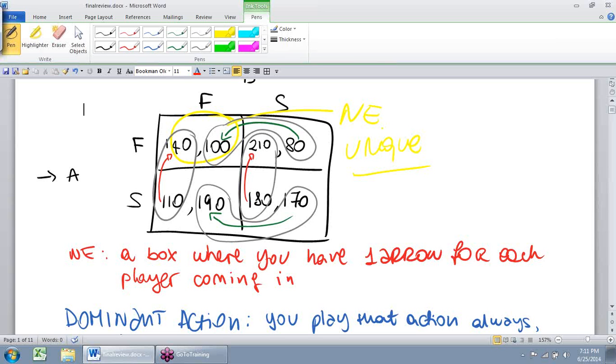Questions? Okay, so let's move to part B. Yeah, so Sasha is asking what is dominant for A. For A it is dominant to fight, because no matter what B does, he will always prefer to fight because it gives him higher payoff than share. Other questions?